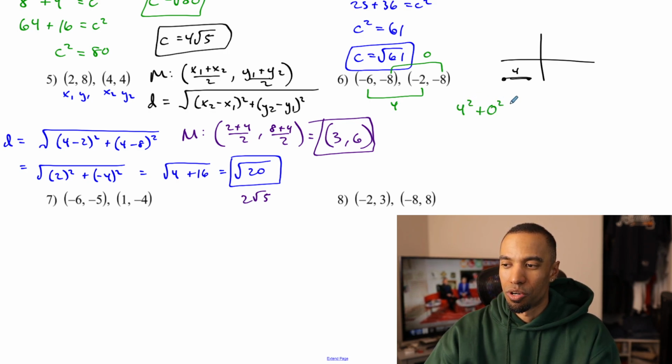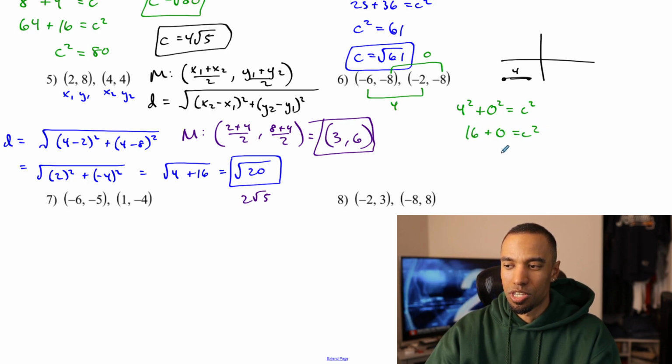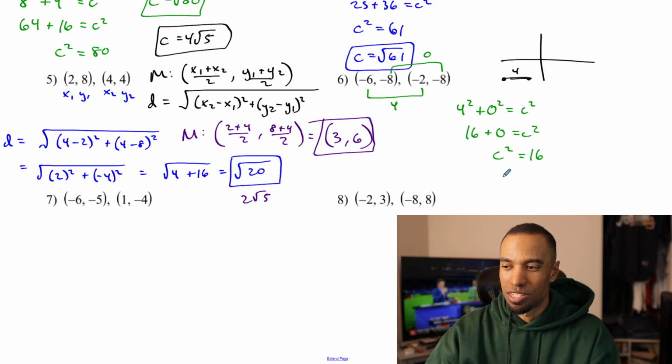But let's go ahead and figure that out. 4 squared plus 0 squared equals c squared. You're overworking yourself. 16 plus 0, c squared. c squared is 16. Take the square root of both sides. You get 4. That's my distance.